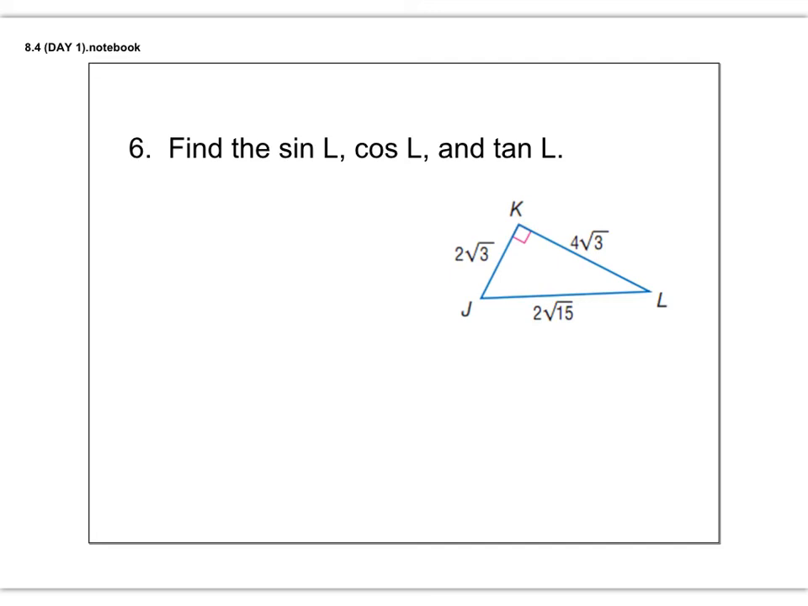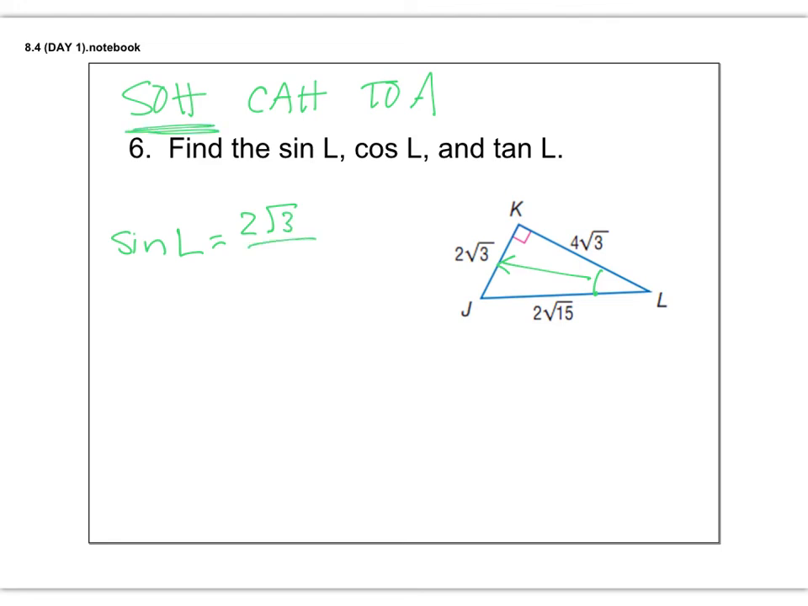All right, last but not least, let's try this one. This one's kind of interesting. Let's find the sine of L. Now remember, SOHCAHTOA, sine is opposite over hypotenuse. So if I want the sine of L, here's L, opposite is 2 root 3. Oops. I'm just going to erase this. Sine of L. So opposite is 2 root 3 over hypotenuse, and the hypotenuse is 2 root 15.